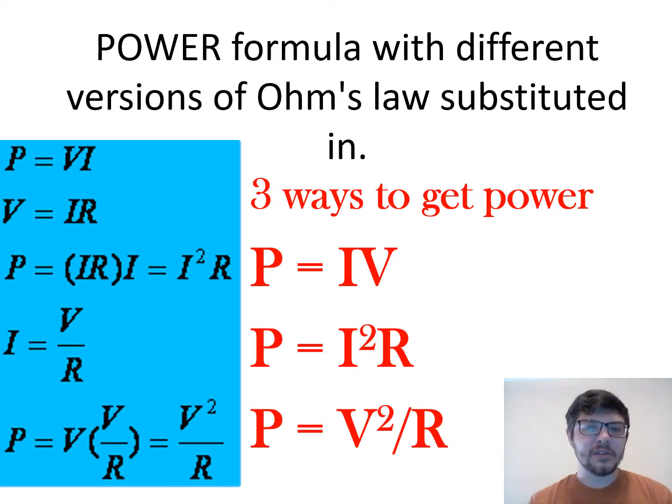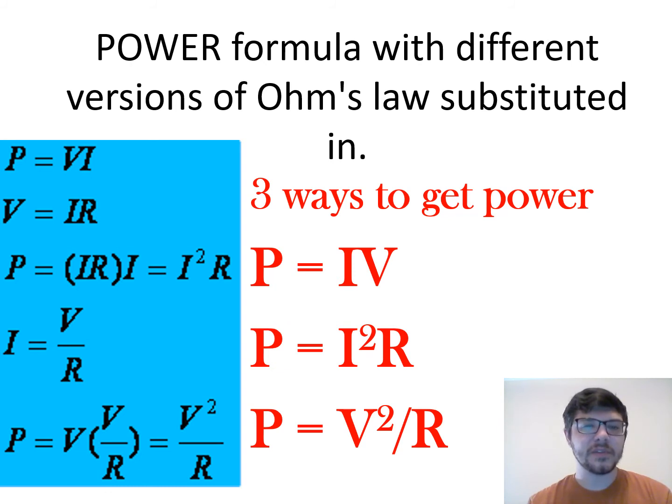So now here's what I was trying to get at on the previous slide. There are several ways you could actually get power. So power, using Ohm's law, we could substitute a few different things in here. So if you remember, V is equal to IR. So if you have I times V, or I times IR, then you get I squared R. So that's how you get your second formula.